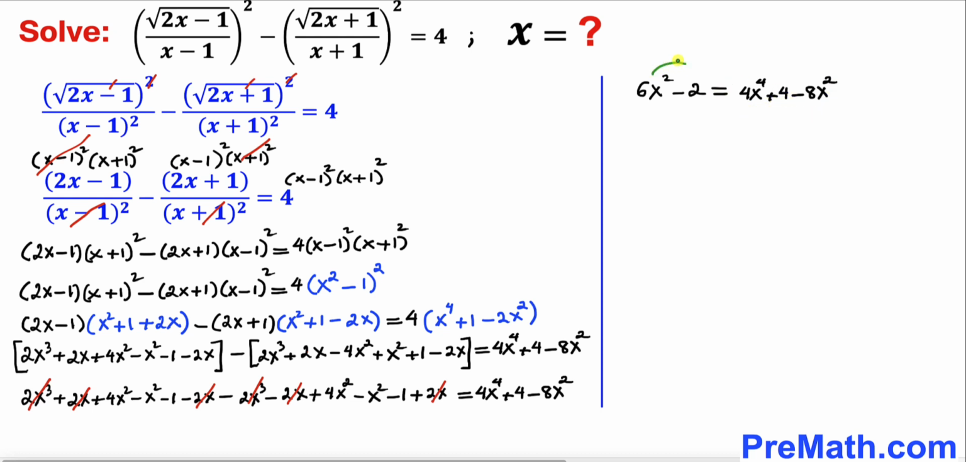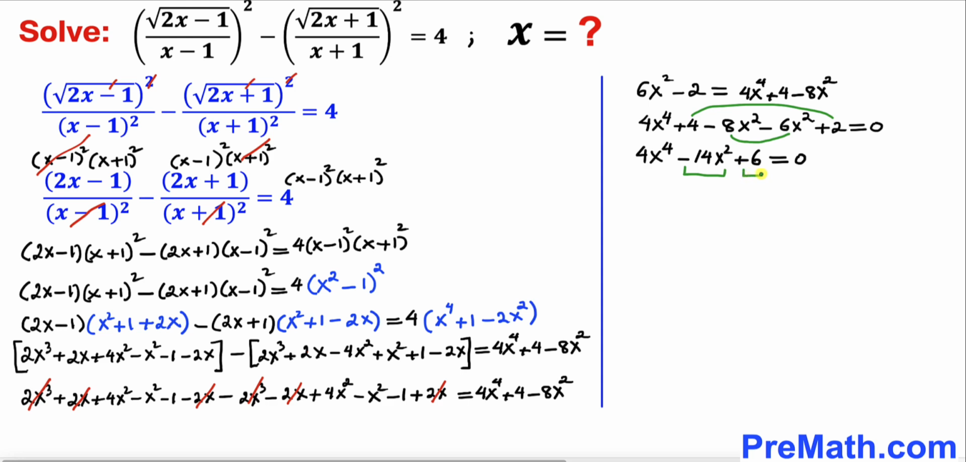And now let's move everything to the right hand side, as you can see in this next equation. And now in this next step, negative 8x squared and negative 6x squared is going to give us negative 14x squared. And this positive 4 and positive 2 is going to give us a positive 6. And now we can see that this equation is divisible by 2. So we are going to divide it across the board by 2 to make things simple. So therefore, our equation turns out to be 2x power 4 minus 7x squared plus 3 equals 0.